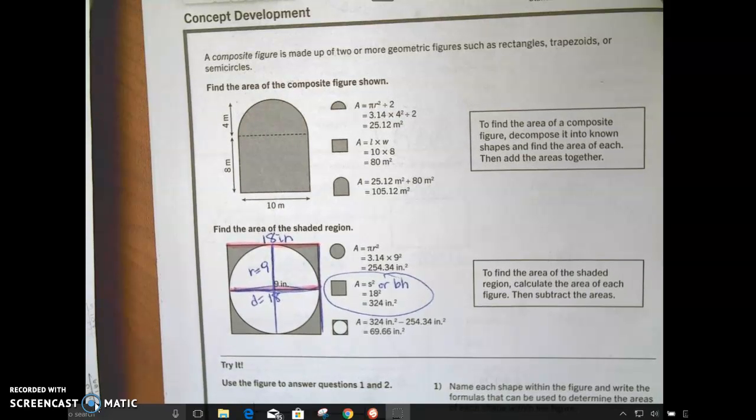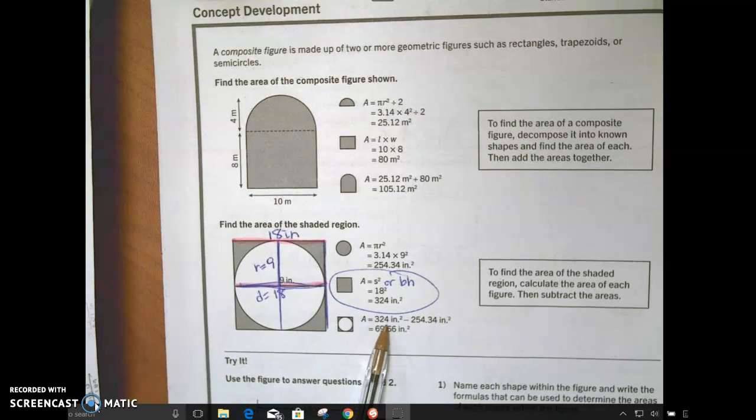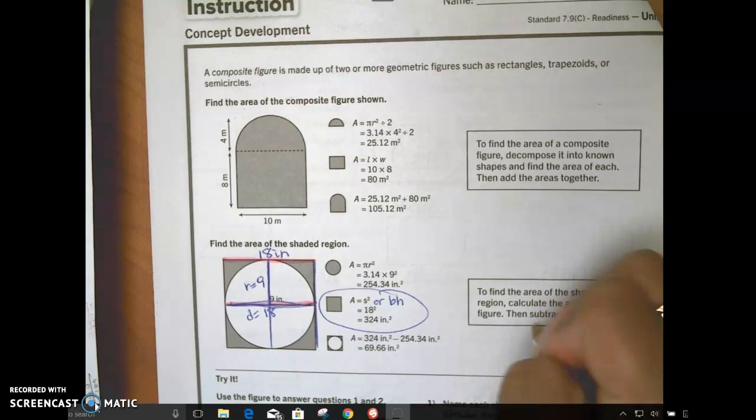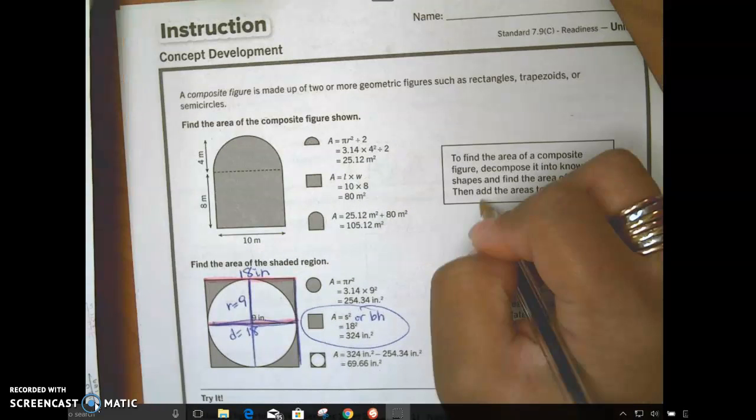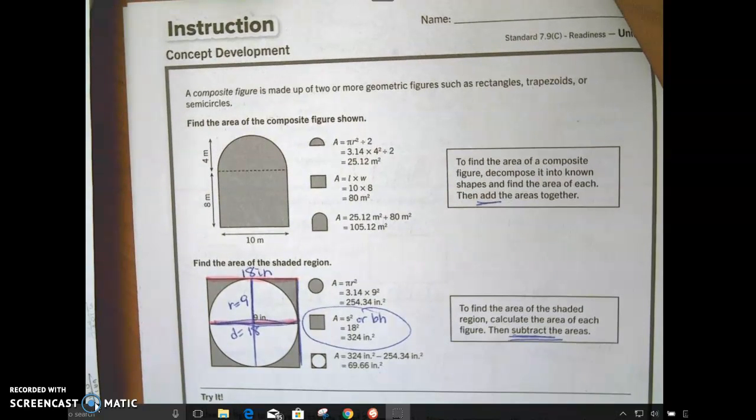They are going to assume that you can see that. So, they took 324 inches squared because that's the area of the big square, and they subtracted the area of the circle, which is inside, and they got 69.66 inches squared. Sometimes we subtract, sometimes we add. Composite figures do both. Let's do one on our own.